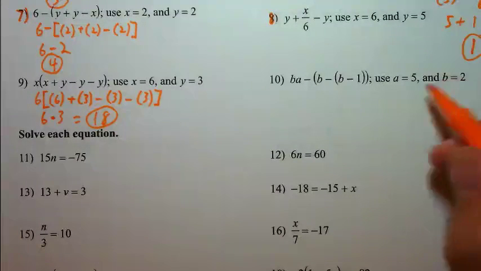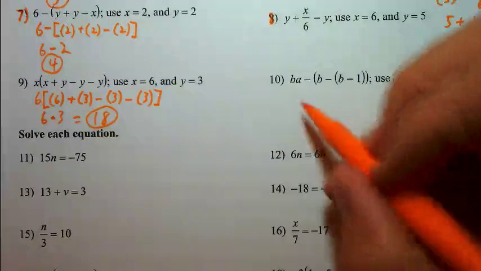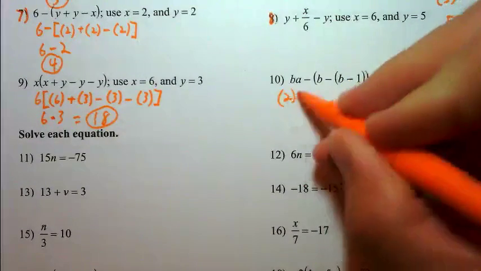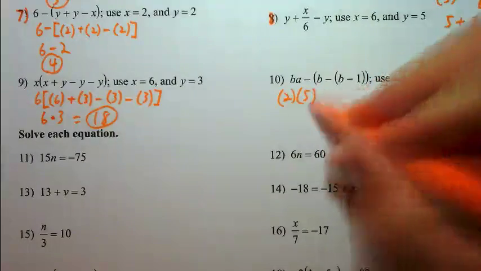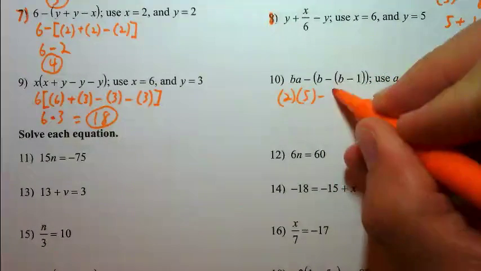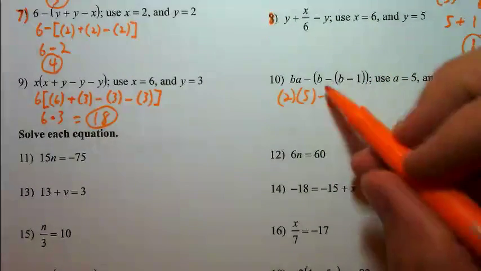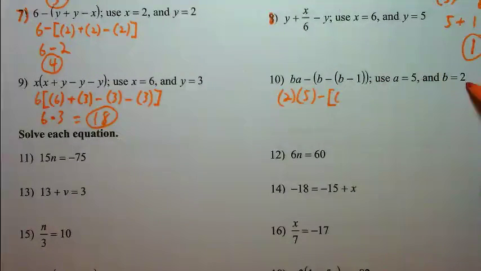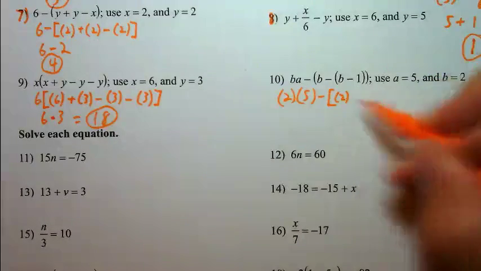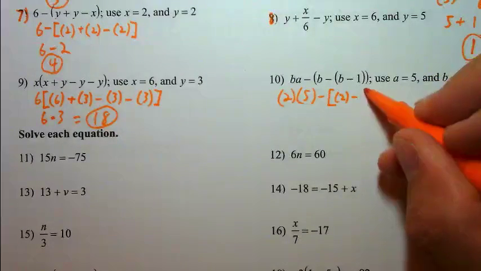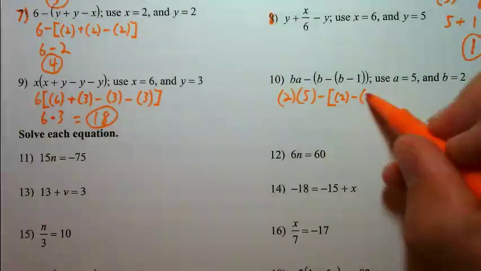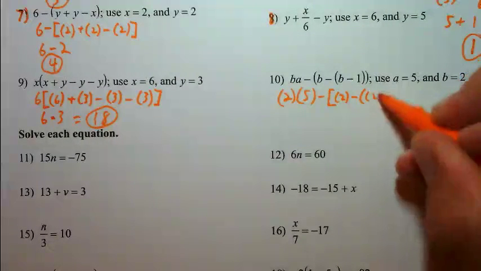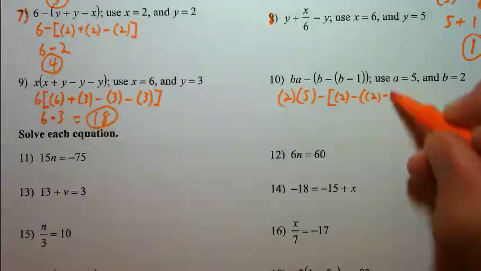On number 10, plug those values in. 5 goes in for A, 2 goes in for B. So I have 2 times 5 minus, again, I'm going to change some of these parentheses out. B was 2 minus, well, I got another set of parentheses even. So that's going to be 2 as well. Minus 1.